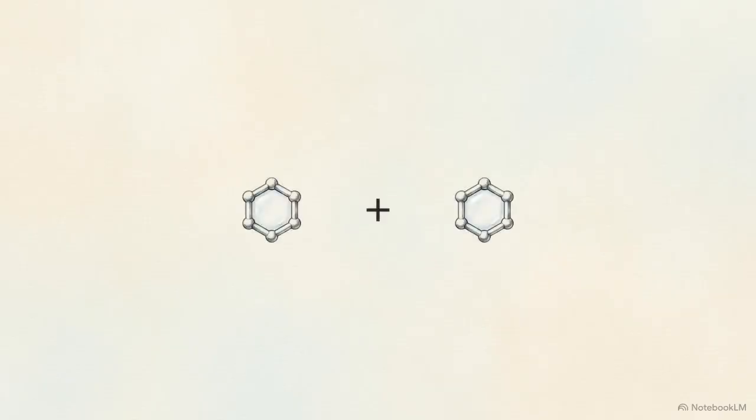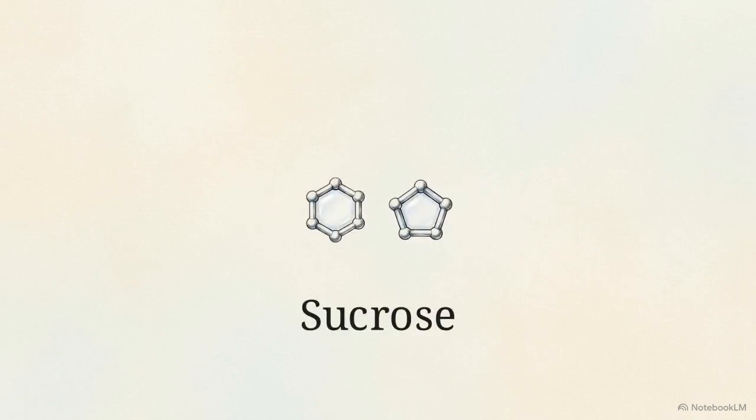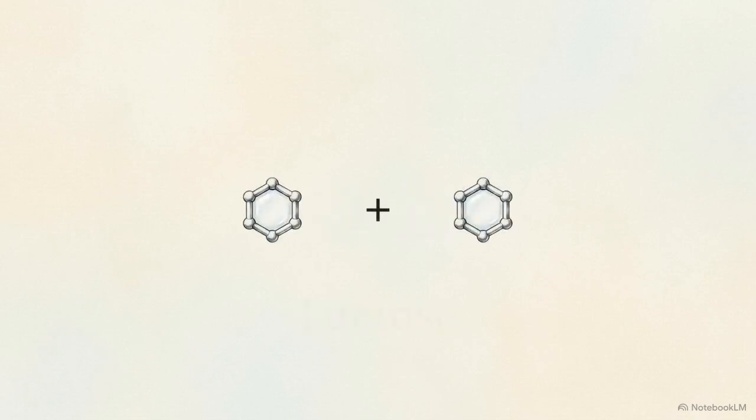2 glucose molecules yield maltose. Glucose and fructose create sucrose. Glucose combined with galactose forms lactose. If the cell continues linking alpha-glucose molecules, it builds large polysaccharides.